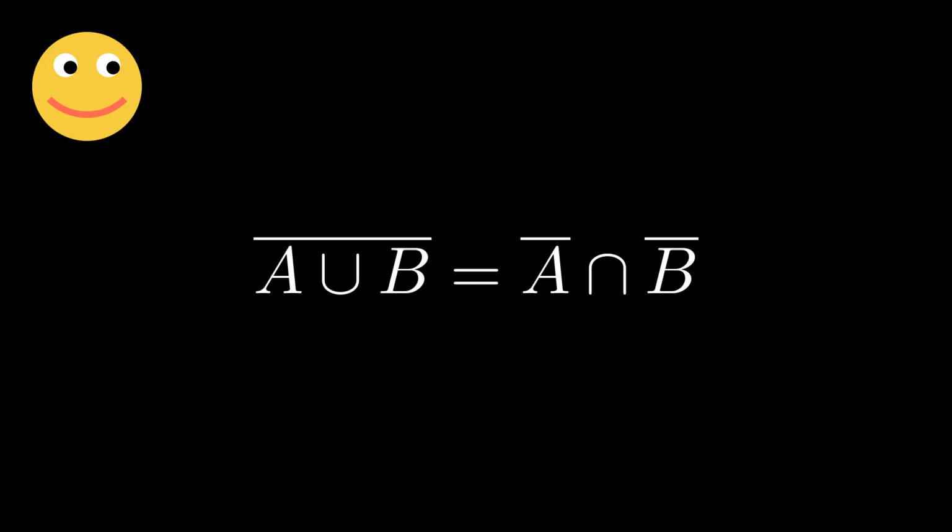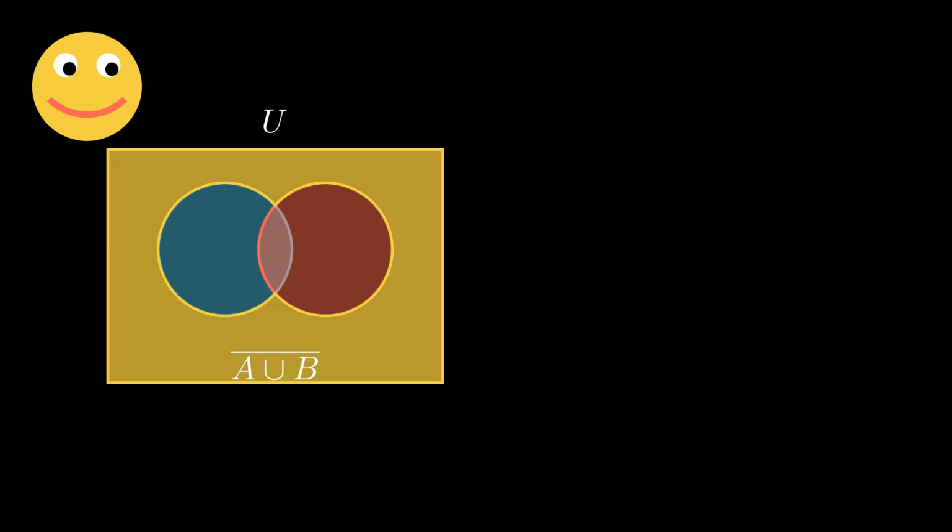Let's see. Let's define the sets A and B, which are subsets of a universal set U. Form the union of A and B, and then take the complement of this union. This will be the complement of the union of A and B. Let's try to reproduce this using the complements of A and B. Let's examine the two complements.